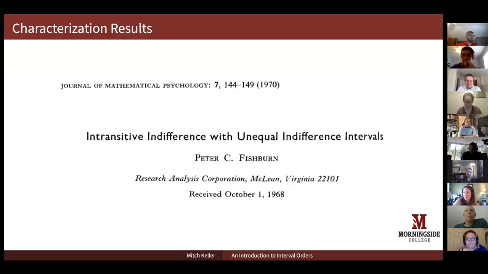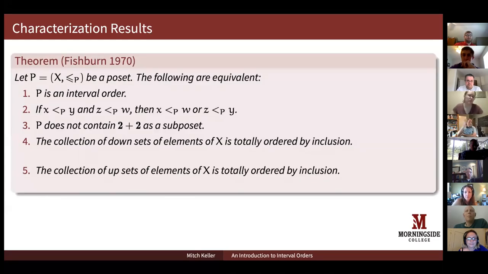He also wrote a book in the early 80s on interval orders and interval graphs. It's out of print. I have a copy. It's generally impenetrable, unfortunately, because in a couple of instances, it's still the only place that a couple of results are readily accessible. But what did he prove? He proved a five-part TFAE theorem about interval orders.